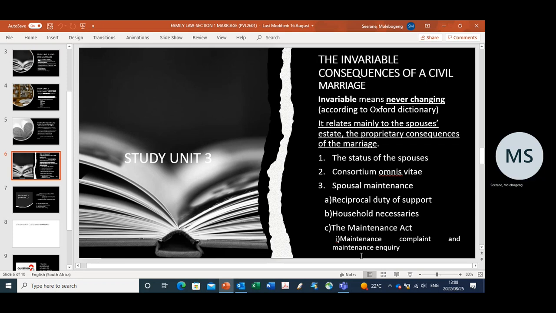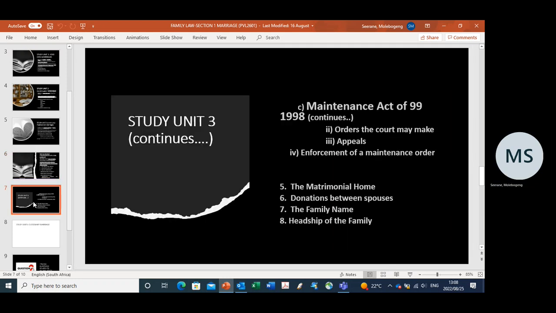The order the court makes is for the payment of maintenance to the person who is entitled to maintenance. And then the Maintenance Act empowers the court to make the order. So according to the maintenance law, after the investigation has been done and they are satisfied that this person is able to maintain the other person, the order is made by the court. When the order is made, the person against whom the maintenance order is made has the right to also appeal.